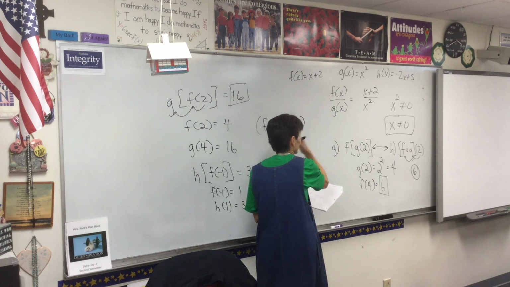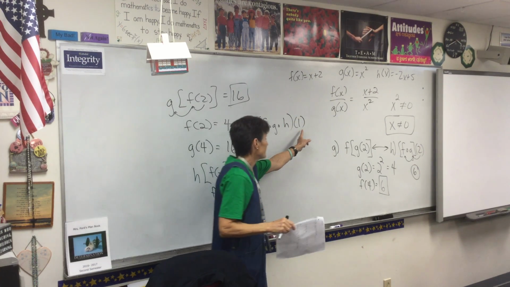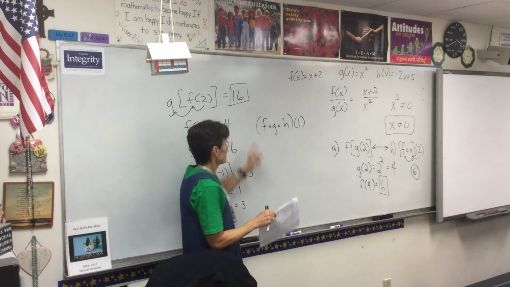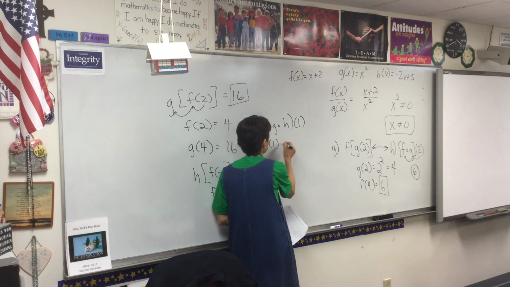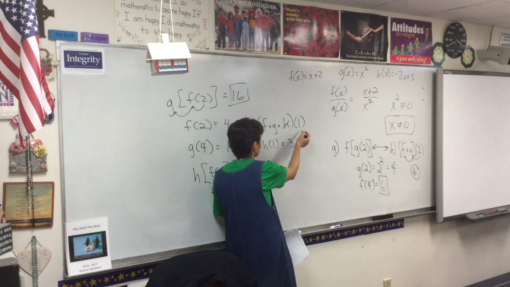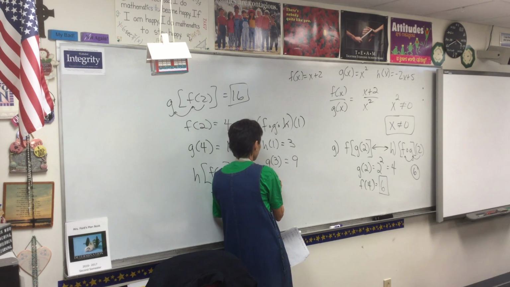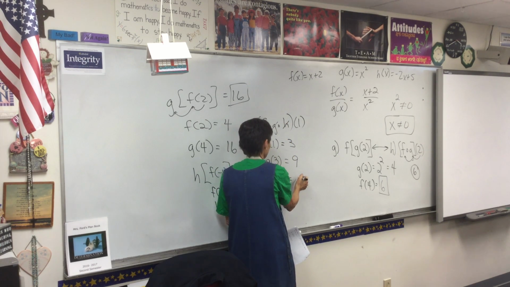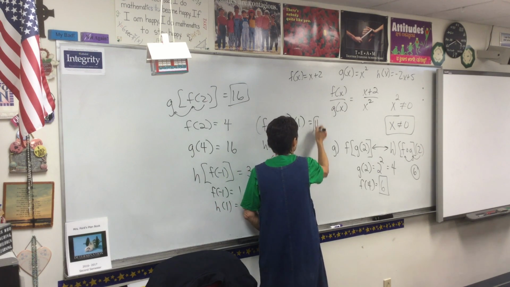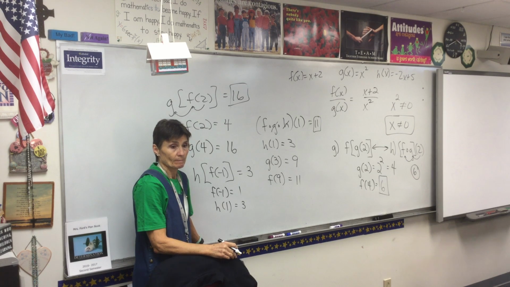Doesn't matter. You can have as many as you want. The idea is the same. You just start right here, and you just keep going. So what's h of 1? 3. Okay, so h of 1, we did h. So now we're ready for g. What's g of 3? 9. Now we're ready for f. What's f of 9? There's your answer. Everybody okay with that?